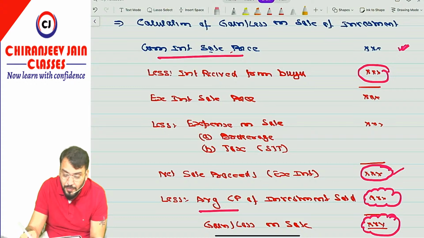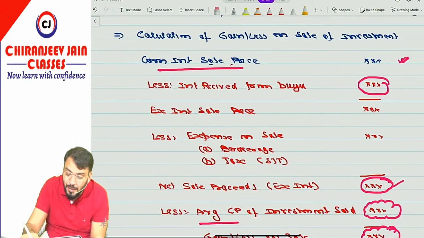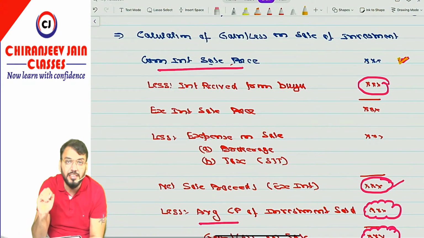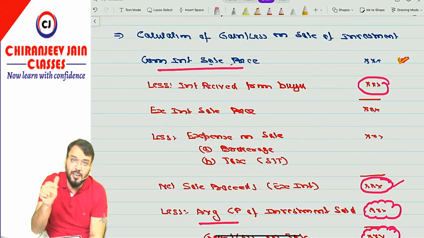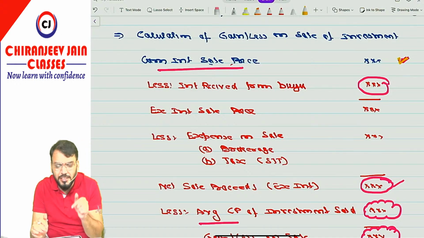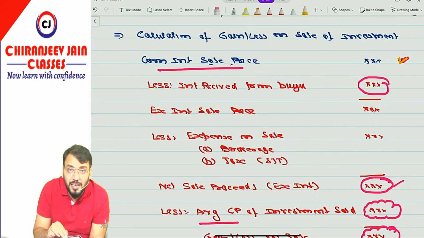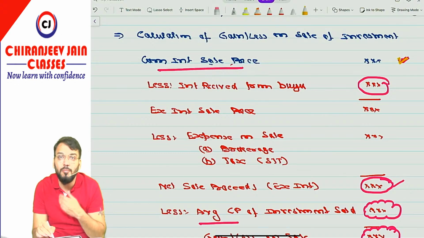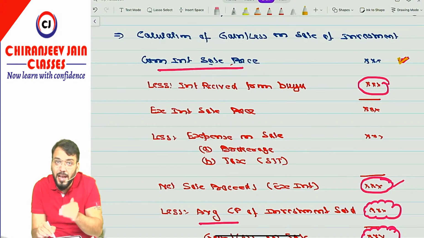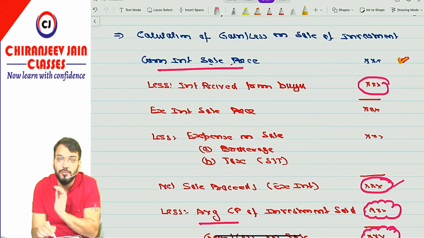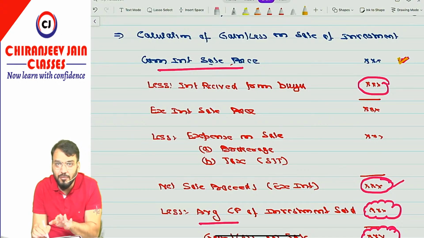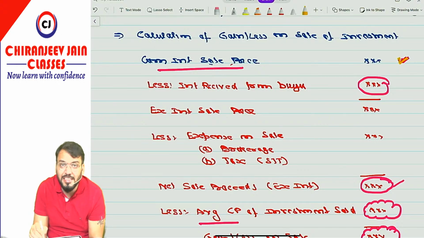So first we'll write down sale proceed, means cum interest sale price. Always start with cum interest sale price. I will explain this entire working with one question also. Got this point? Less interest received from buyer. So interest will be received from buyer from the last due date to the current date of sale, that we can calculate. So this will be ex interest sale price.